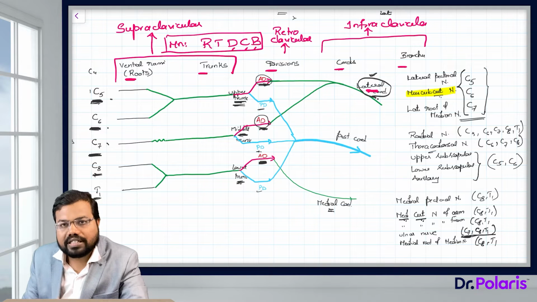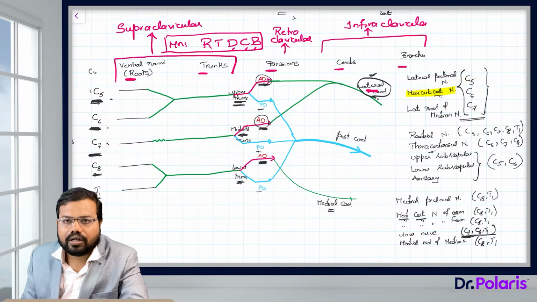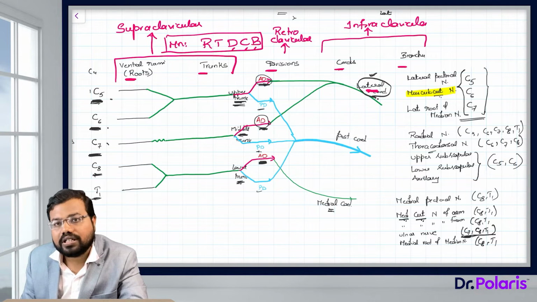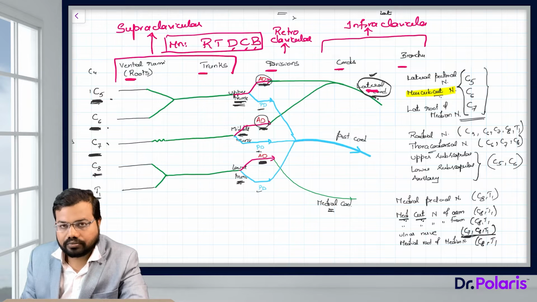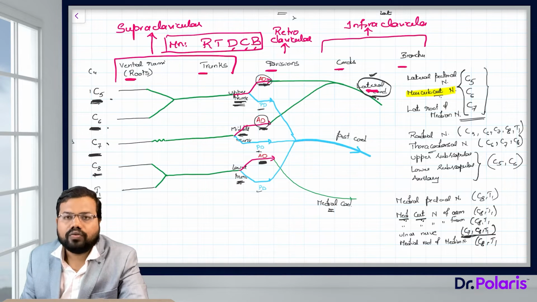Okay, if you remember these root values, then only you can understand the clinical anatomy related to this. If you don't understand this, there is no point. You have to learn by heart. But learning by heart is not the thing that we want. We need the concept, why it is so, right? So please better understand the root values.